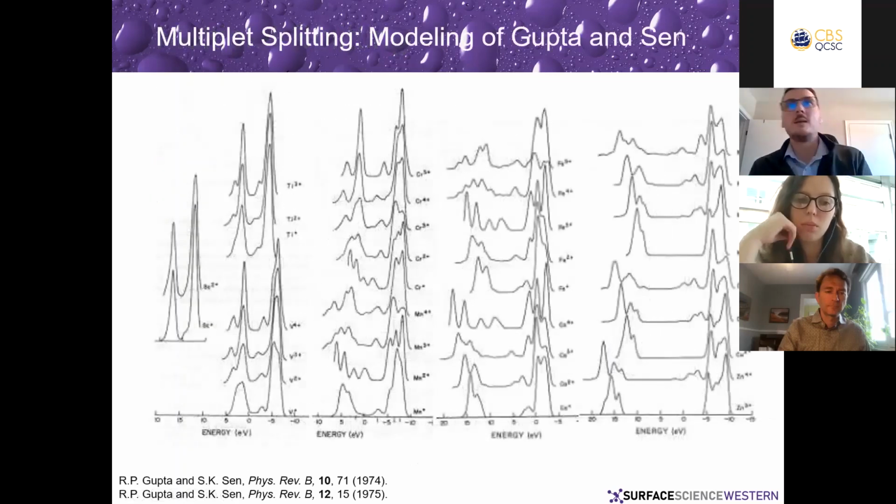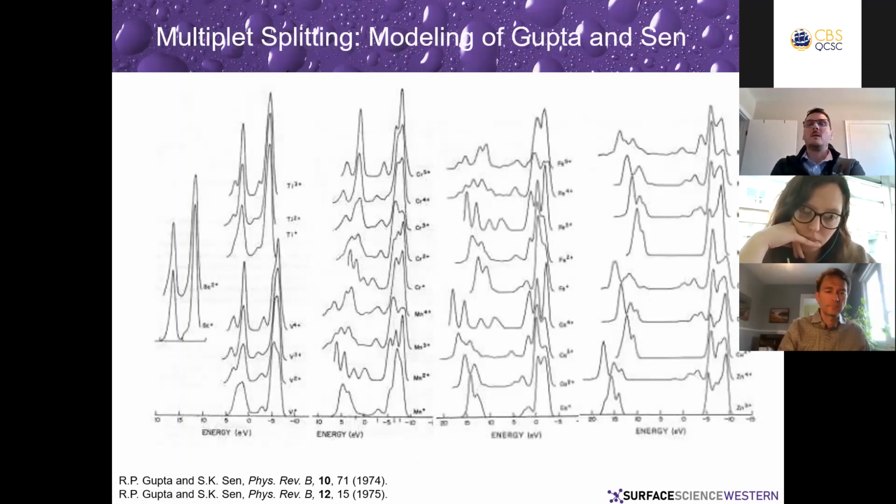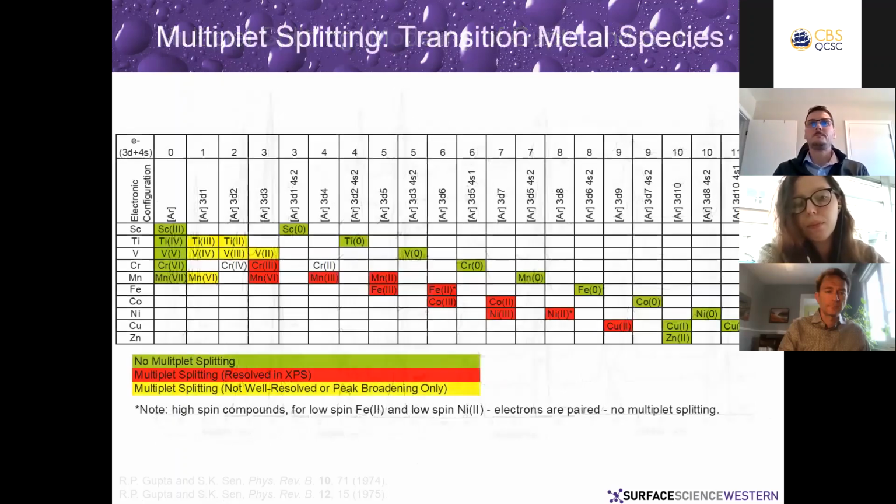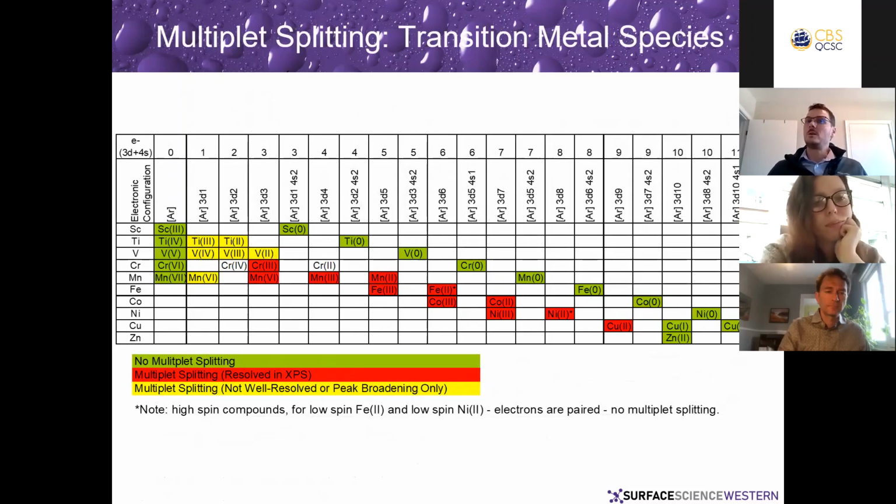This was modeled back in the 70s by Gupta and Sen, and they went through the various transition metals. You can see some of the modeling for the different peak shapes that they suspected would be seen. Across the transition metal species, the samples in green don't have any unpaired electrons, so they don't show any multiplet splitting. The ones in red show significant multiplet splitting. And the ones in yellow do have multiplet splitting, but it's either not well resolved or shows up as peak broadening only.